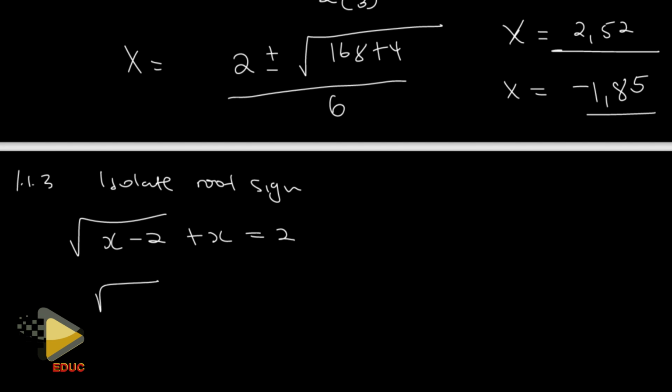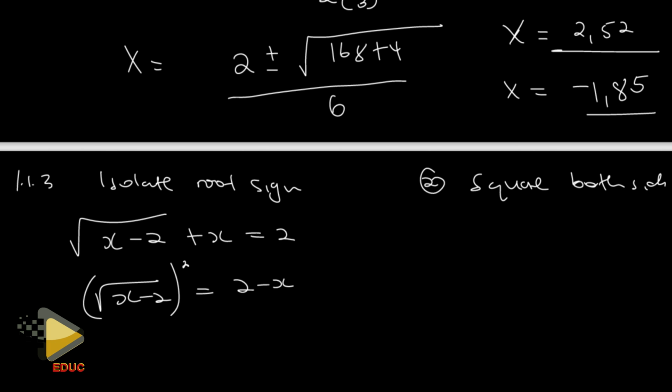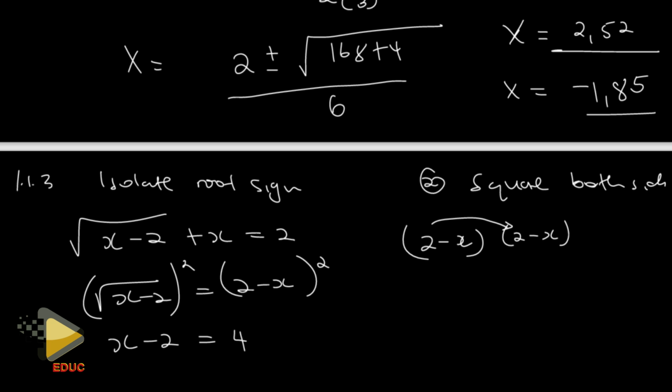So when I isolate that, it's going to be root of x minus 2. I have to move the x that side. I'll be left with 2 minus x. Then I go to step number 2, where I square both sides. Okay, so if I square that, the reason for that is so that we can kill the root sign. So that's going to give us x minus 2 is equal to 2 minus x squared. We can expand this. So use your FOIL, 2 minus x into 2 minus x. Then we open up. So that's going to be 4. I multiply there. Then that side is going to be 2x.